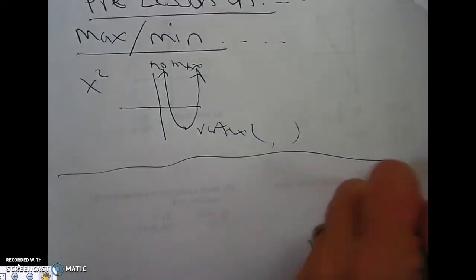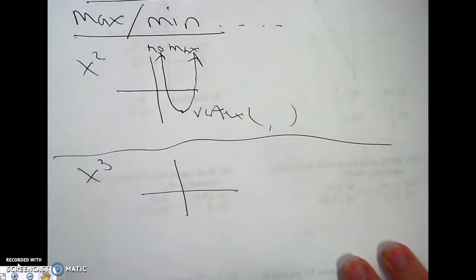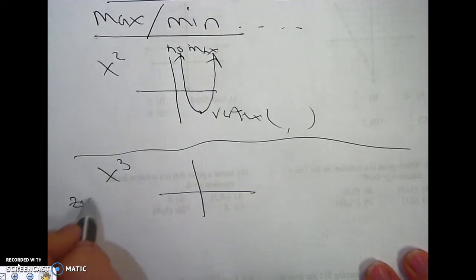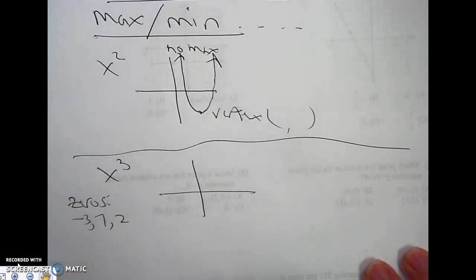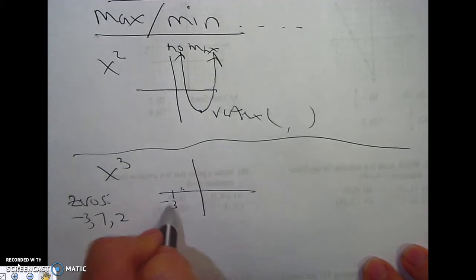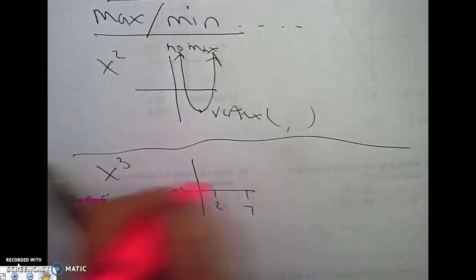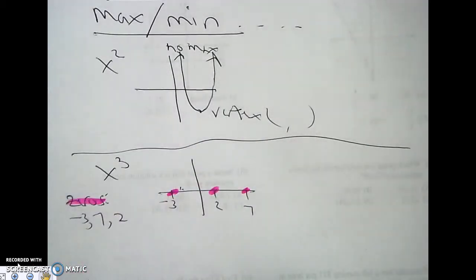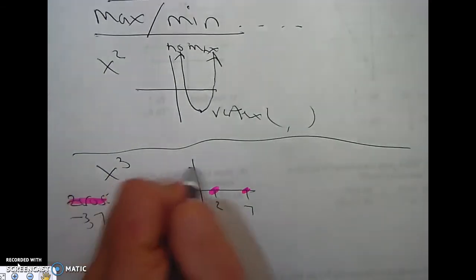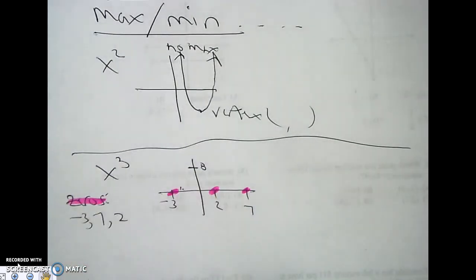But here's the deal. Now we're dealing with higher polynomials. So let's say you had an x cubed. If I was to rough sketch an x cubed, and let's say the zeros were -3, 7, and 2. So I go -3, 2, and 7. I put my little zeros, and I do that, okay? And let's say my y-intercept was at 8, okay?